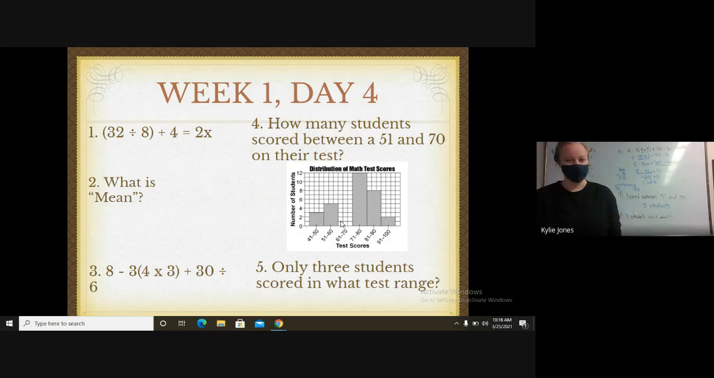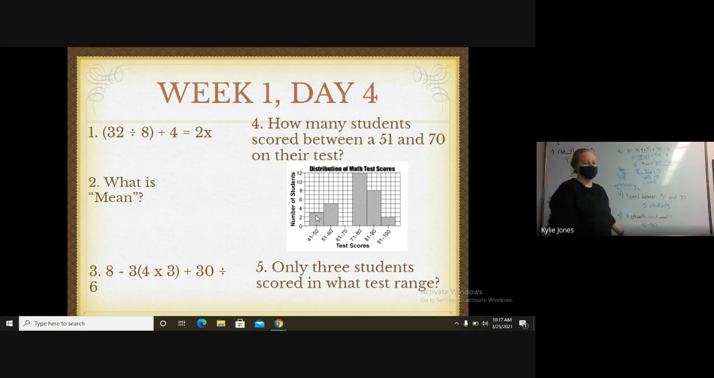Charlie, what did you get? That's the one where the 5s are together, a histogram. Yes. But what test range did only 3 students score in? 41 to 50, because between the 2 and the 4 we have the number 3. If you look at that height, the only test range that goes there is 41 to 50. So 3 students scored between 41 and 50% on their test.